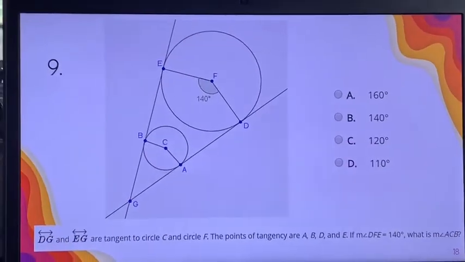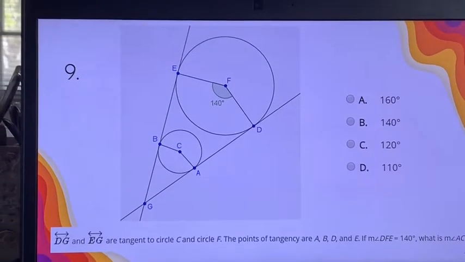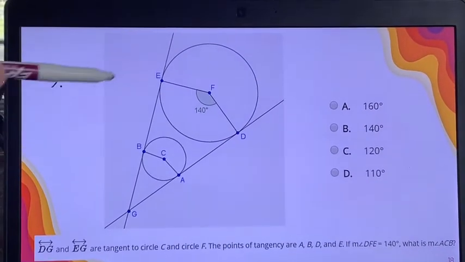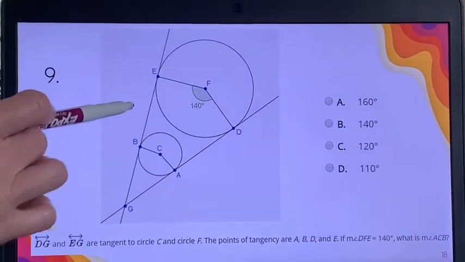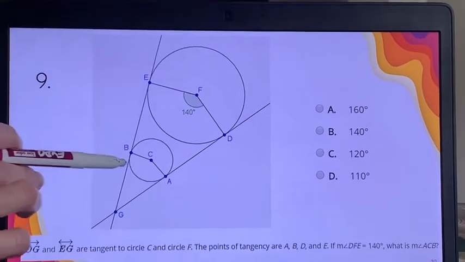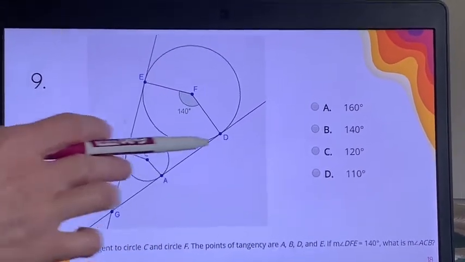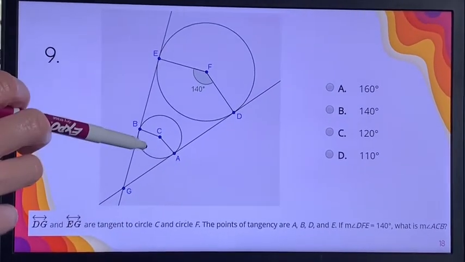Okay, here we have number 9. So for this one, they tell us that DG and EG are tangent to circle C and F. So that means that these 2 lines right here are tangent to both of these circles. And the points of tangency are also given. So it's A, B, and D, and E. So those are the exact points that they're going to intersect those circles.